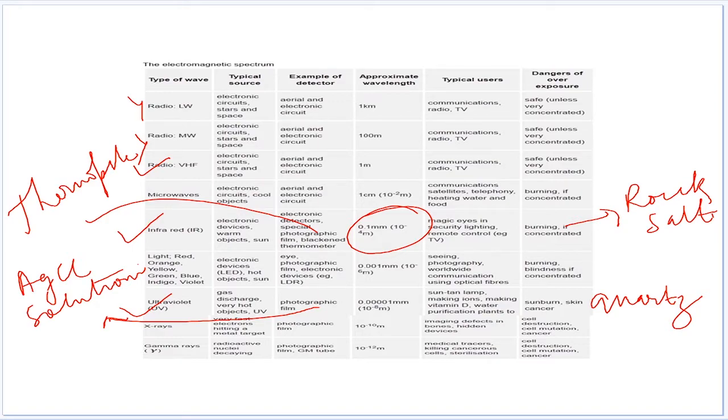So whenever detector is asked, make sure you write about these two detectors, especially for UV rays, the silver chloride solution turning black on exposure to UV rays. Infrared rays can be easily detected by a thermopile and a blackened bulb thermometer. Make sure you remember these wavelengths also, because we do have questions based on their wavelength.